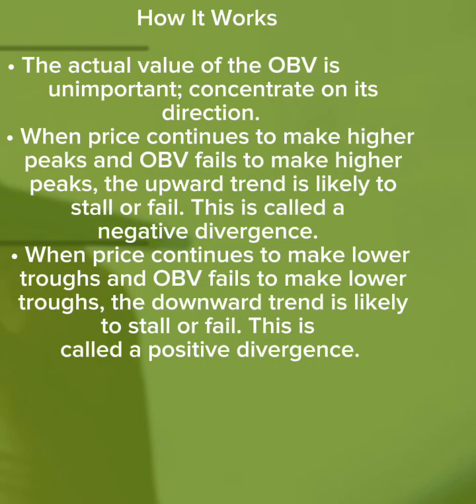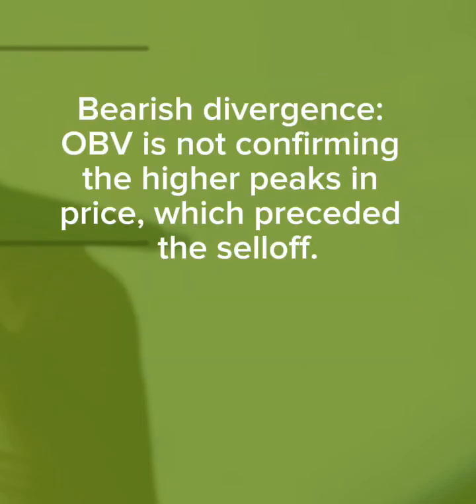When price continues to make higher peaks and OBV fails to make higher peaks, the upward trend is likely to stall or fail. This is called a negative divergence. When price continues to make lower troughs and OBV fails to make lower troughs, the downward trend is likely to stall or fail. This is called a positive divergence. Bearish divergence. OBV is not confirming the higher peaks in price, which preceded the sell-off.